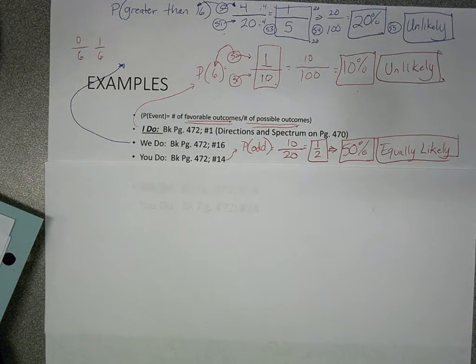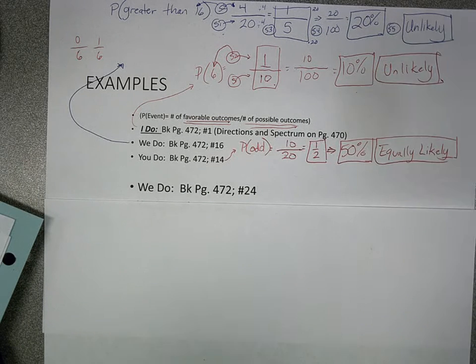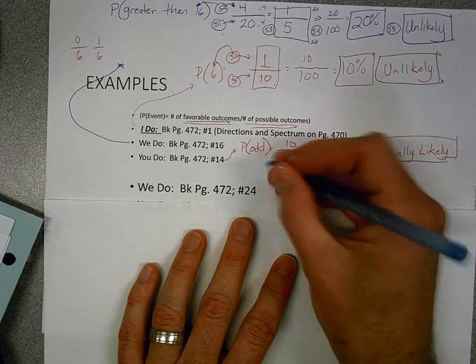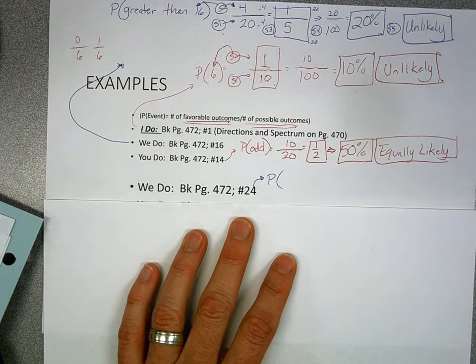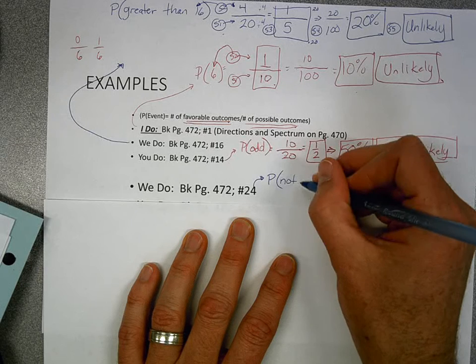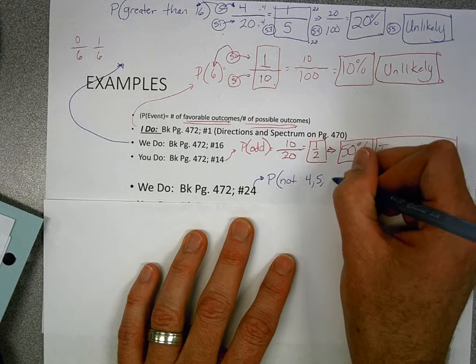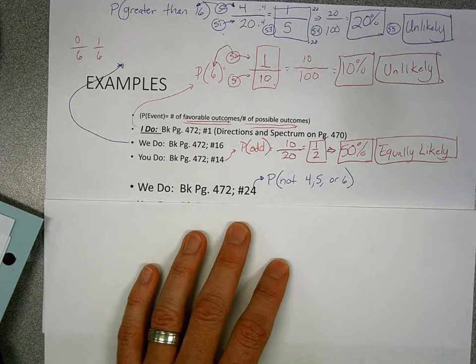All right, one more type of problem on here. So let's go ahead and take a look on page 472 at number 24. Okay, what we see is the same dartboard problem, but on number 24 we now see something that maybe is a description of something like a complement. So what's the probability of hitting something that is not a 4, a 5, or a 6 on that dartboard? So obviously, the favorable outcome is everything else.